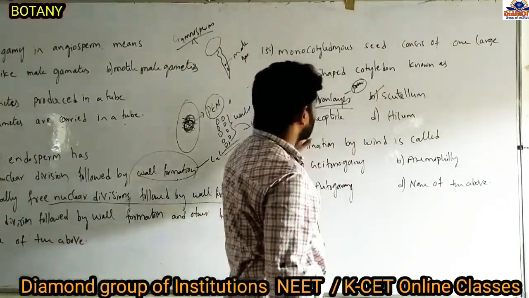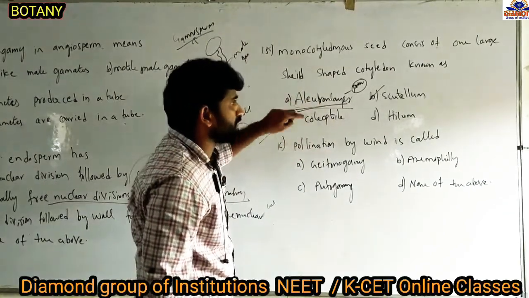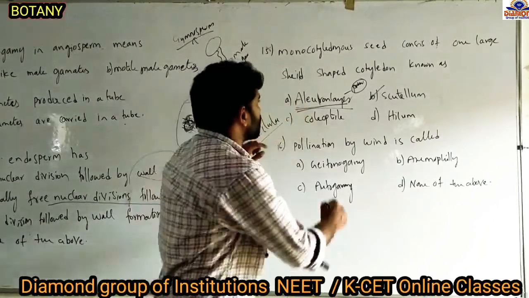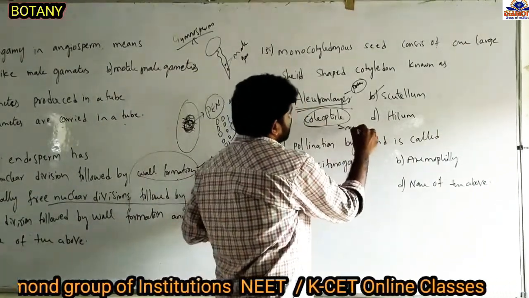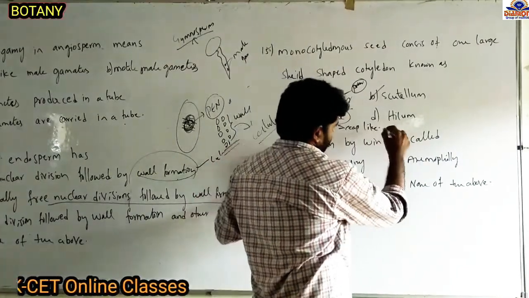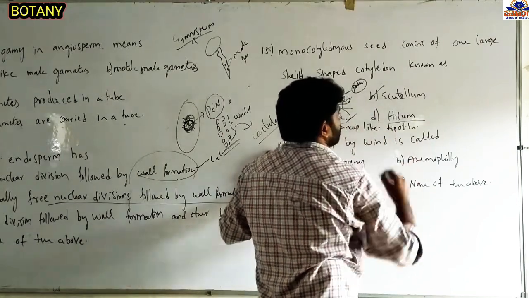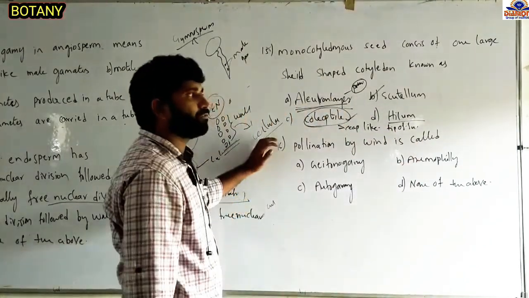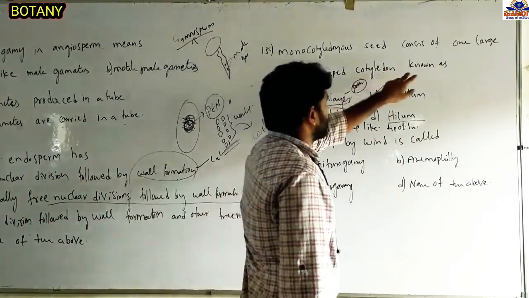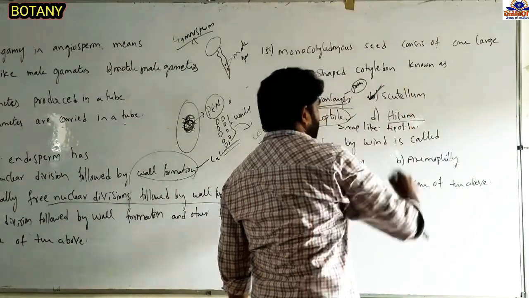Answer B. And coleoptile, in monocotyledonous seeds the shoot tip is covered by a cap-like structure. A cap-like structure on the tip of the shoot is called the coleoptile. Hilum is the junction between the funicle and the ovular body. So a shield-shaped structure in a monocotyledonous seed is called scutellum.